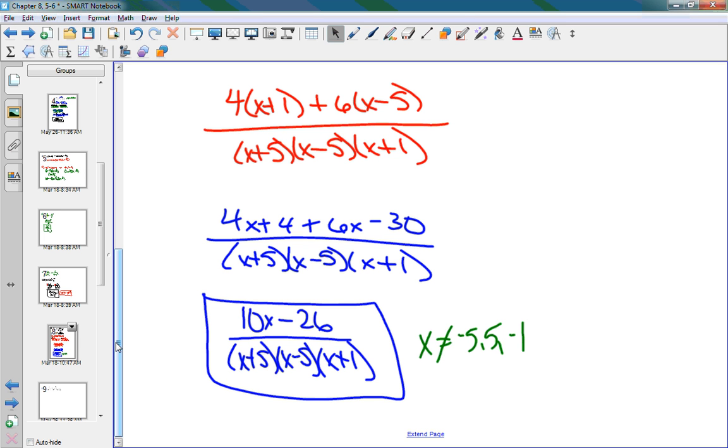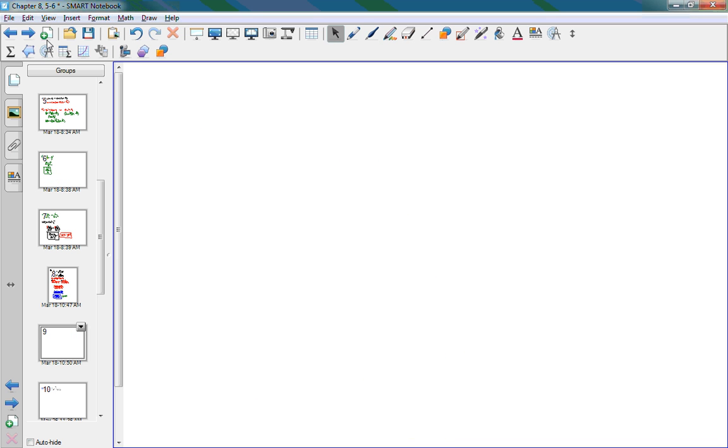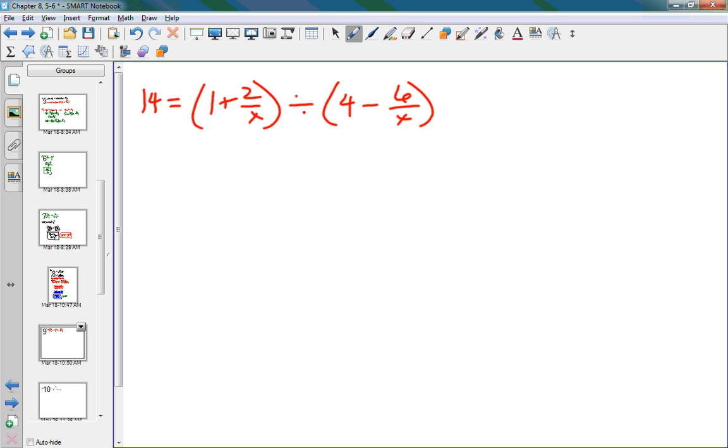Now, I want to draw your attention to the back here. 14, 16, and 18. You have a fraction divided by a fraction, right? I want you to change them from writing vertically to horizontally. So 14 is equal to 1 plus 2 over x, parenthesis, divided by, parenthesis, 4 minus 4 over x over 6. If you write them like that, you have a whole different problem. Do you understand that? Have a great day, folks!